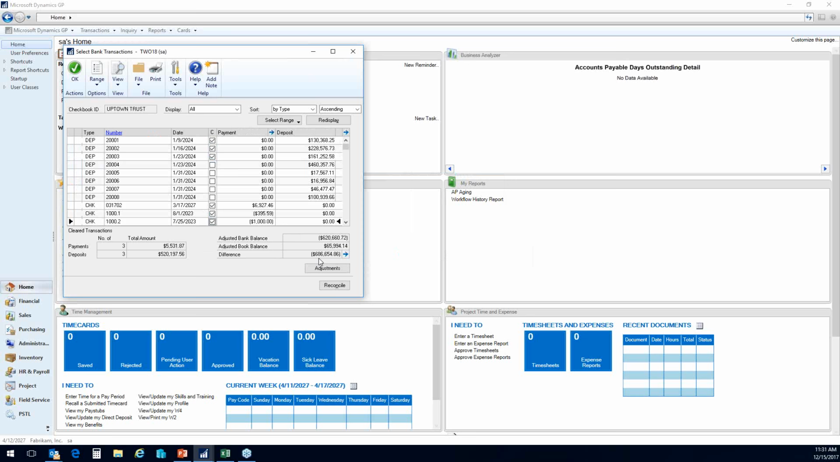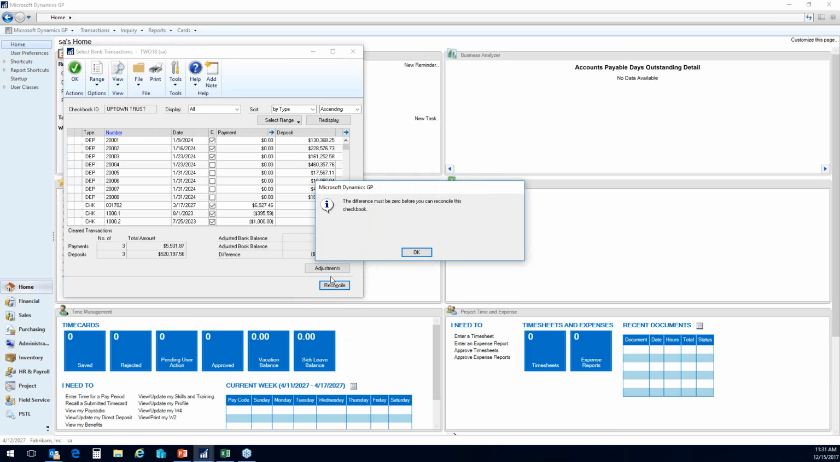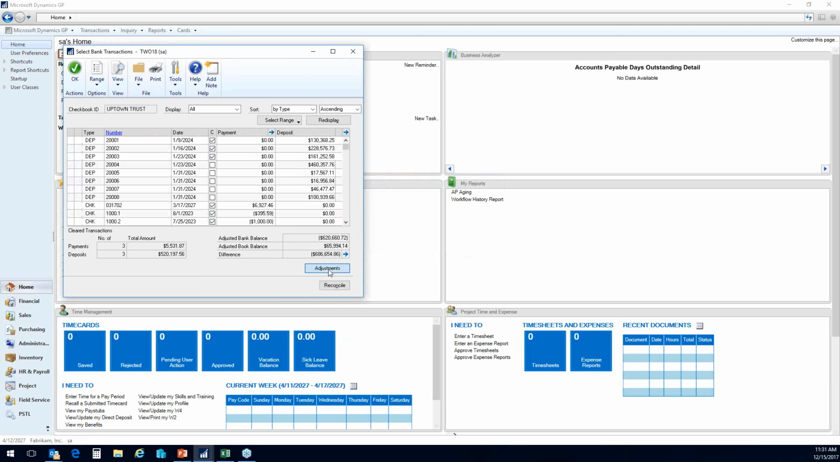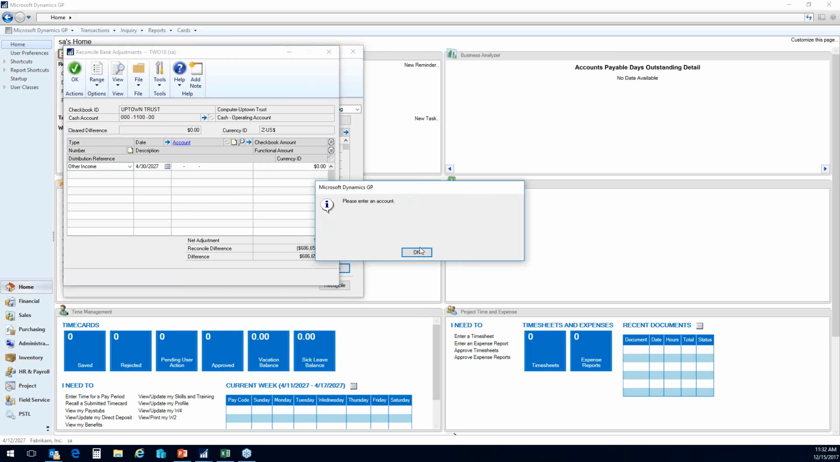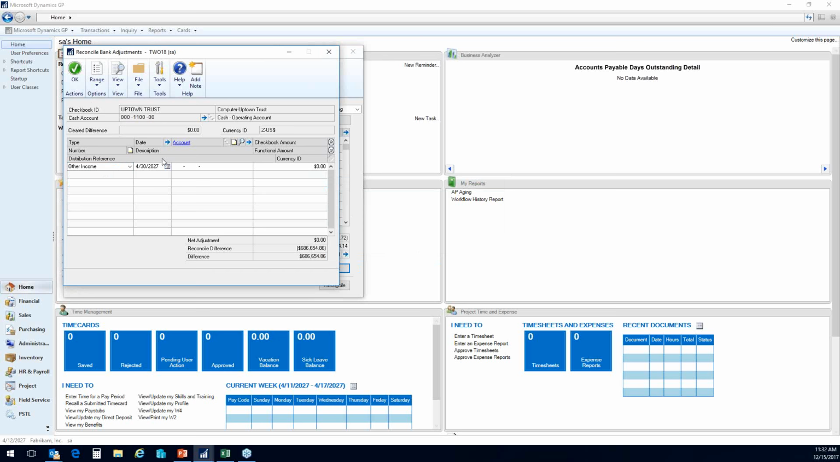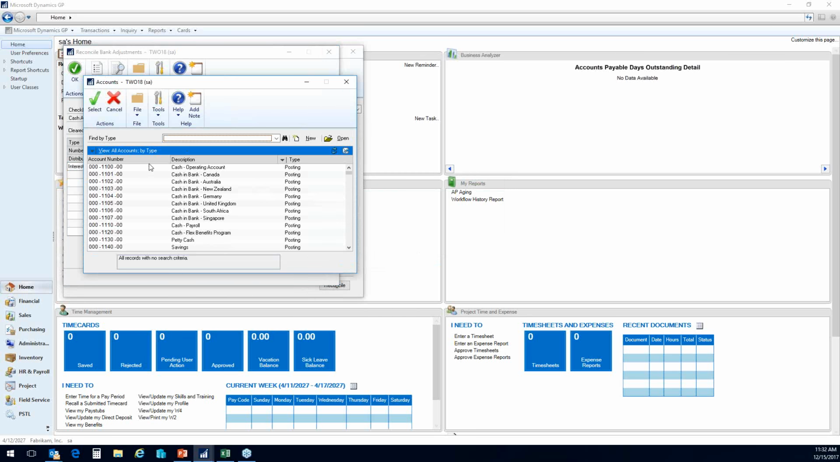And of course you'll see I have a big difference here. So if I try to reconcile, you'll notice that you can't really reconcile when it's not in balance. And so we can enter transactions like interest income or service charges or things that maybe are in that bank file that we don't know about yet. So we need to get those into our banking system, kind of into our general ledger. And of course, the flip side of that is if we're going to enter something here, we need to give it a GL account. And so here's my account lookup.